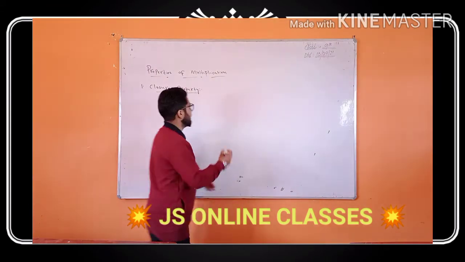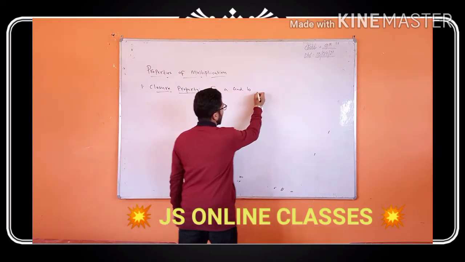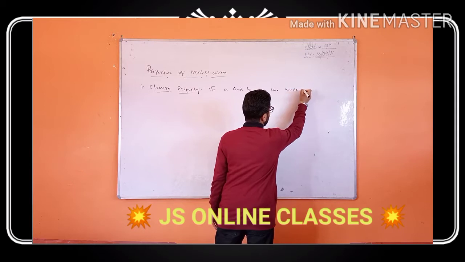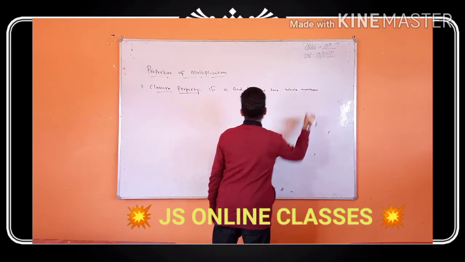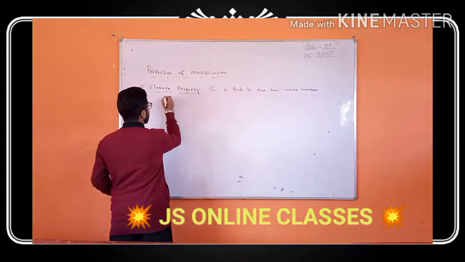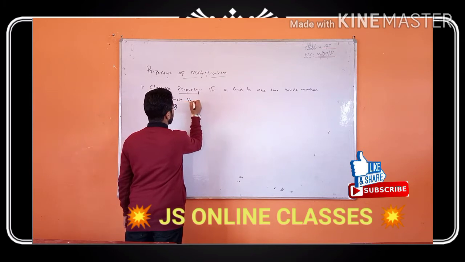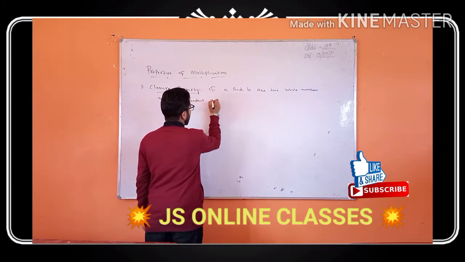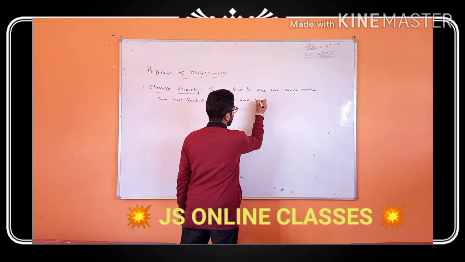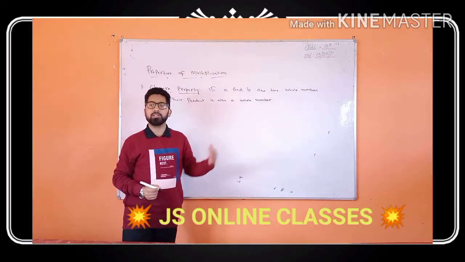Let's write this definition. If A and B are two whole numbers, then their product is also a whole number. So I write it here: if we have two whole numbers, then their product is also a whole number.